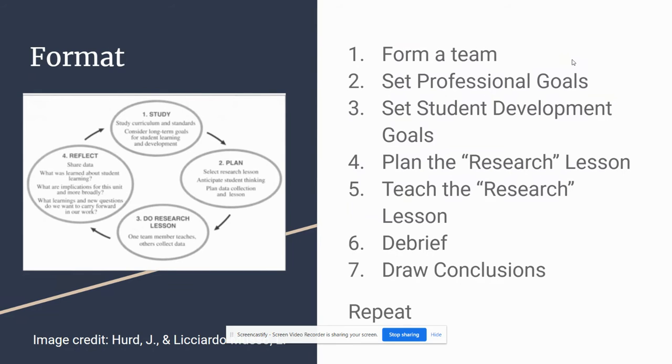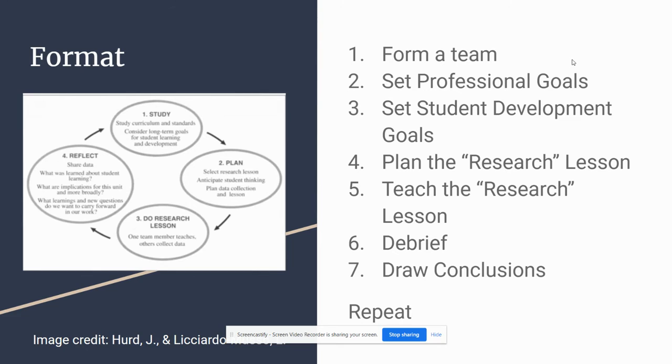Next is time to teach the research lesson. So one member of the group teaches the research lesson while all the others stand around and observe. The observer's job is to collect predetermined specific data from the students. So in the planning process, they determine what kind of data they want to collect. And then during the teaching of the lesson, the observers collect that data. There is no interference between the observers and the students. The observer's job is just to watch the students and collect the data.